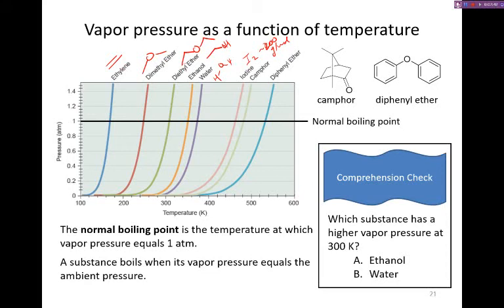Welcome back. Okay, so how do we think about this? Well, one way you can do this is just by looking at the graph. So at 300 Kelvin, we can see that ethanol is above the water. Okay? And hopefully that makes sense because ethanol has weaker intermolecular forces compared to a pure substance of water.